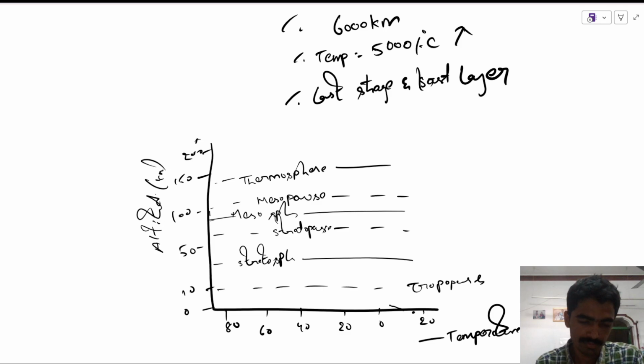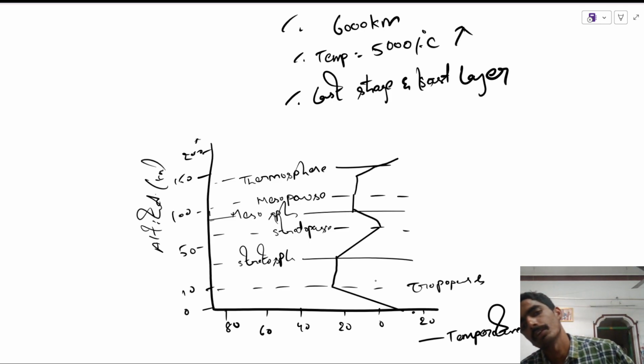Here in the tropopause, it was stagnant, and then in the stratosphere it was normal. Why? Because no weather phenomena and less turbulence zone. Then in the stratopause it again increases, in the mesosphere it decreases and increases again, then decreases. So there was fluctuation in temperature.